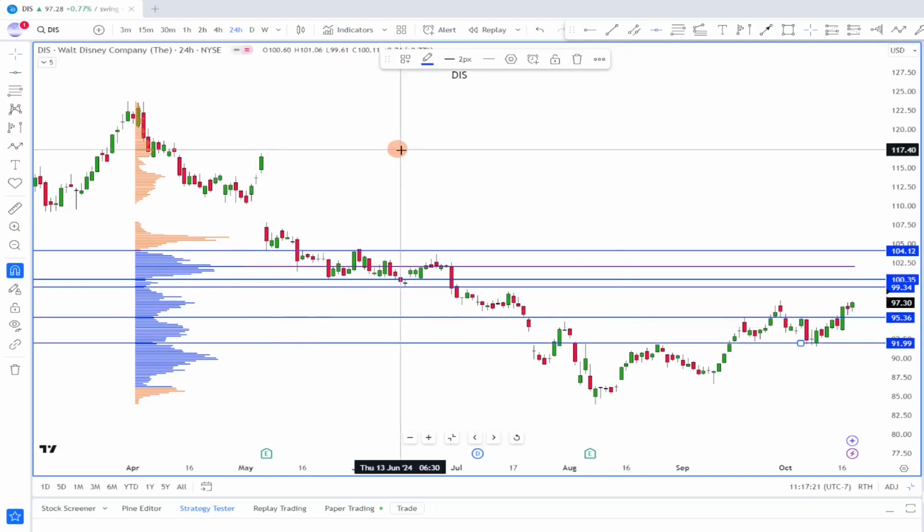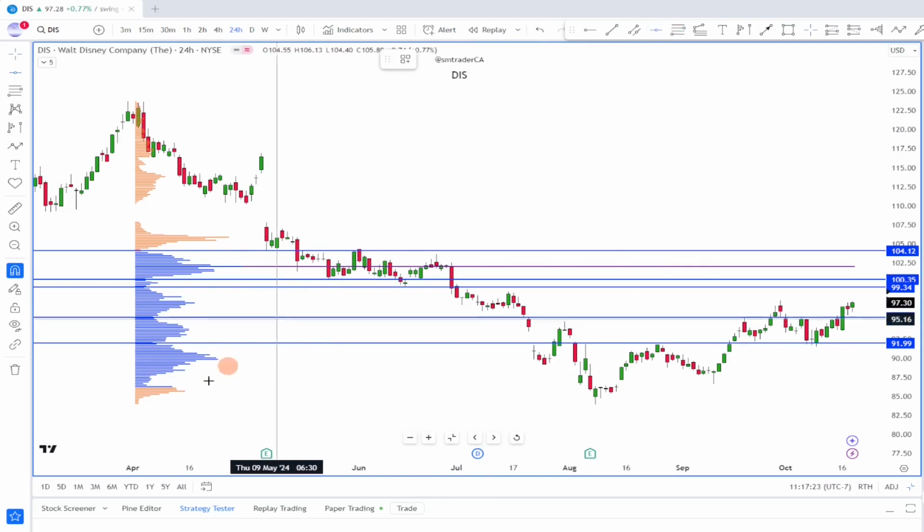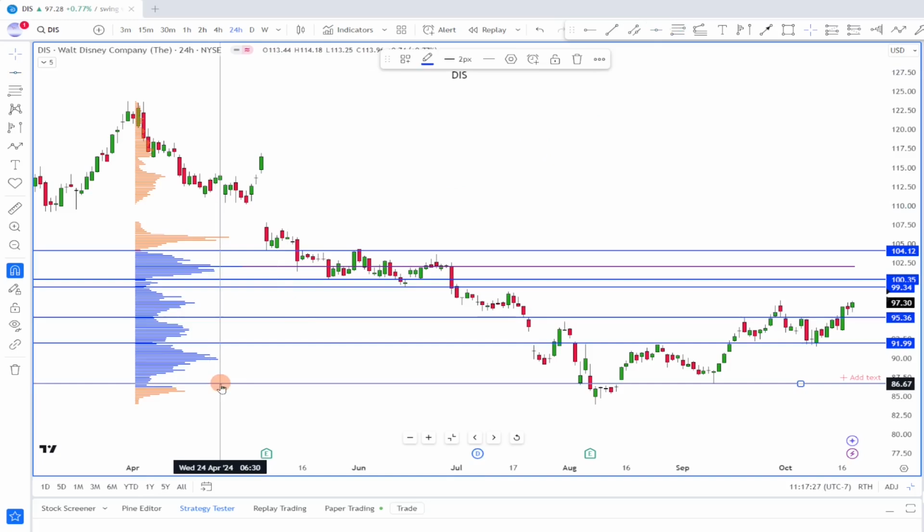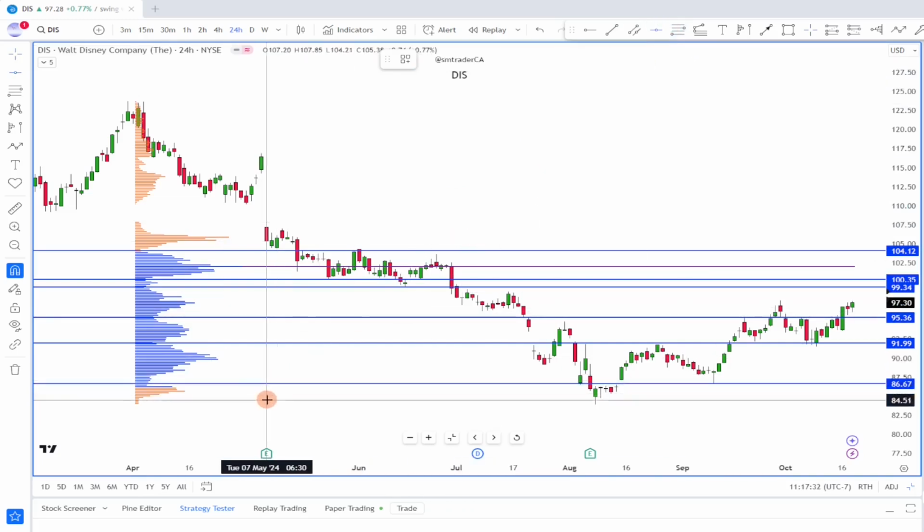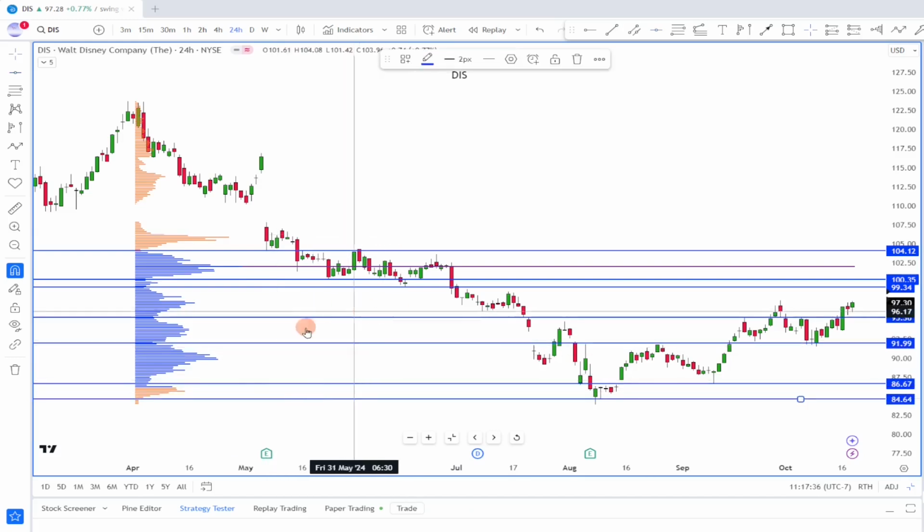Sometimes it might look overwhelming with too many of these lines there. So we're going to go back and readjust them later on to eliminate some of them that we do not see as supportive of the price action.